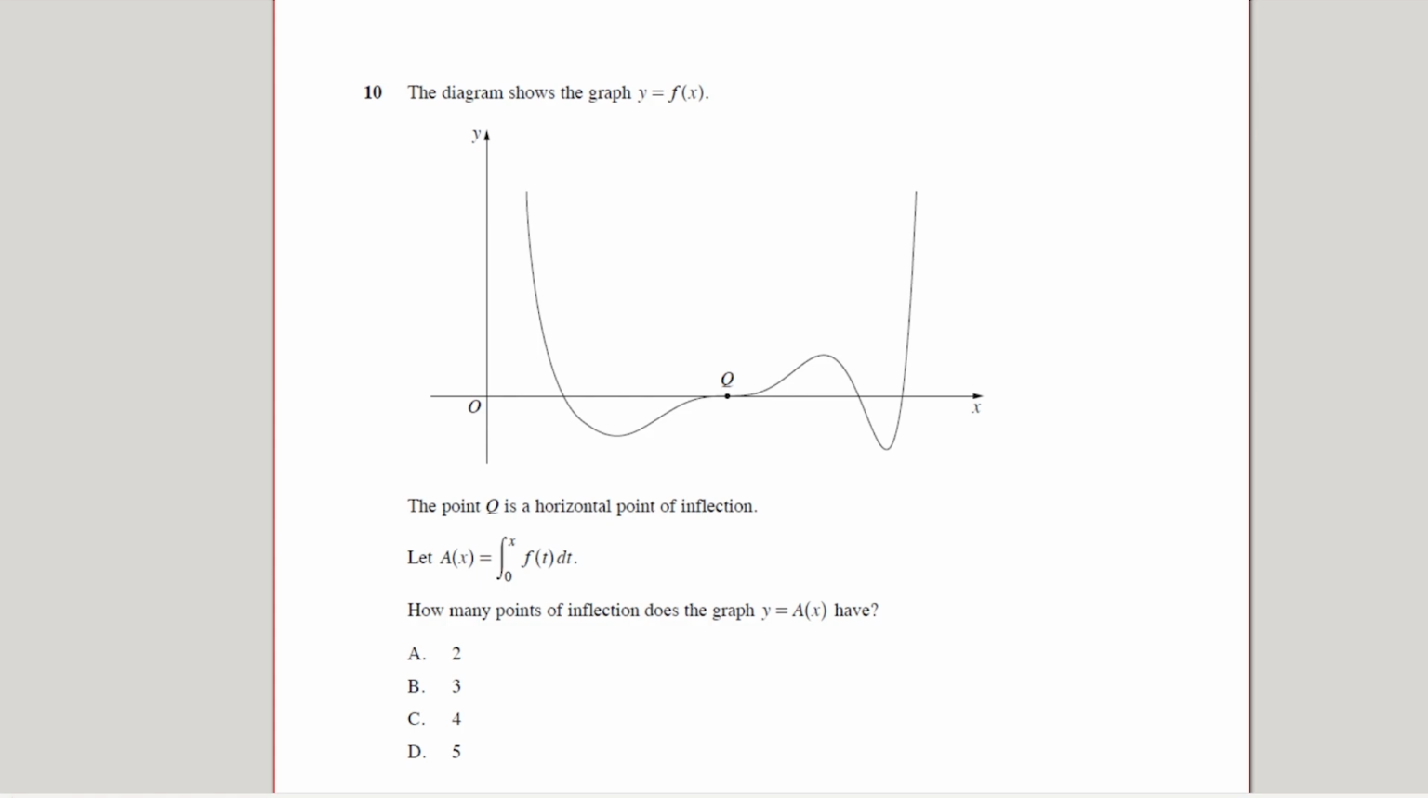In this question it says, this is the graph of y equals f of x. The point Q is a horizontal point of inflection. Let a of x be the integral of f of x. So how many points of inflection does the graph y equals a of x have? Again, a of x is just the integral of this function over here. How many points of inflection does it have?